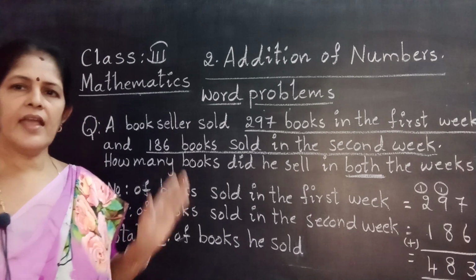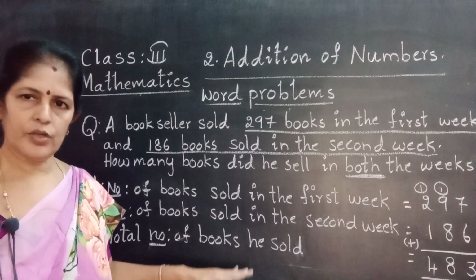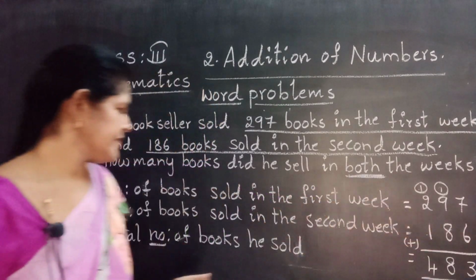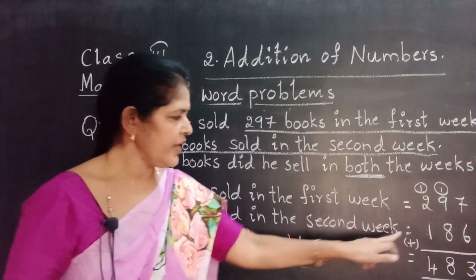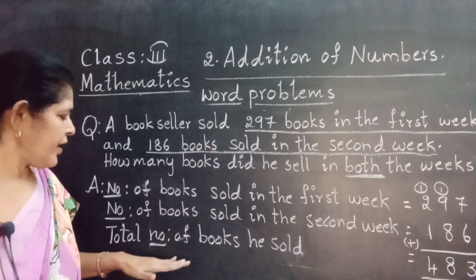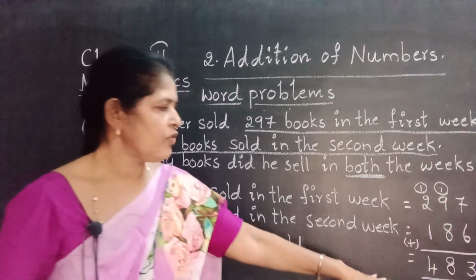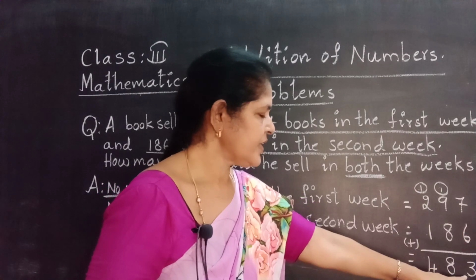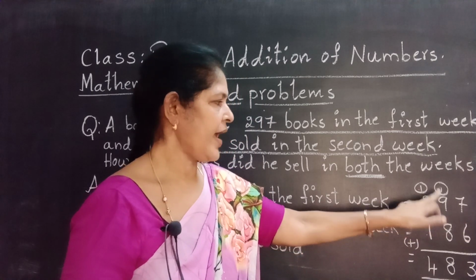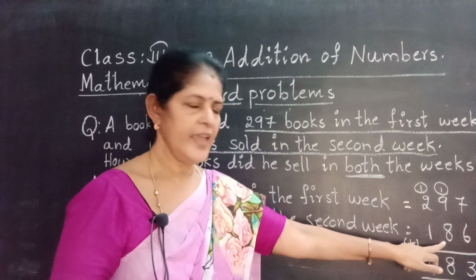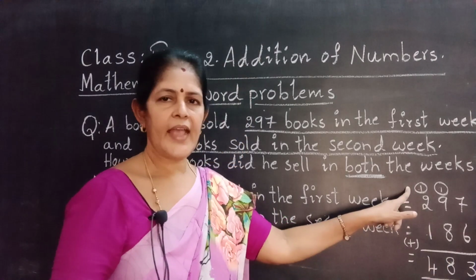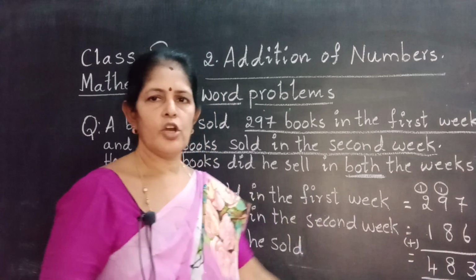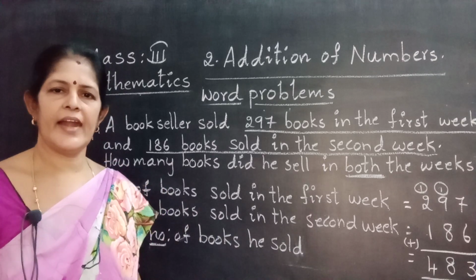We get the answer by addition. Here we find out the total. Okay? Number of books sold in the first week equal to 297. Number of books sold in the second week equal to 186. Total number of books he sold equal to 297 plus 186. 7 plus 6, 13. Carry forward to the tens place. 9 plus 1, 10. 10 plus 8, 18. Again 8 right here. 1 carry forward to the hundreds place. 1 plus 2, 3. 3 plus 1, 4. Total number of books he sold equal to 483.